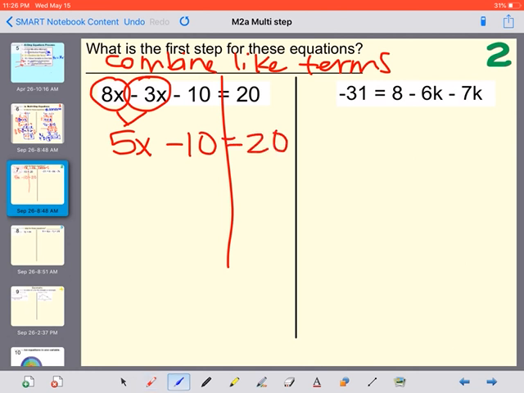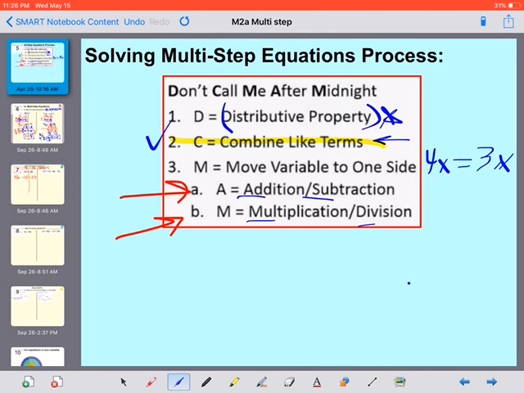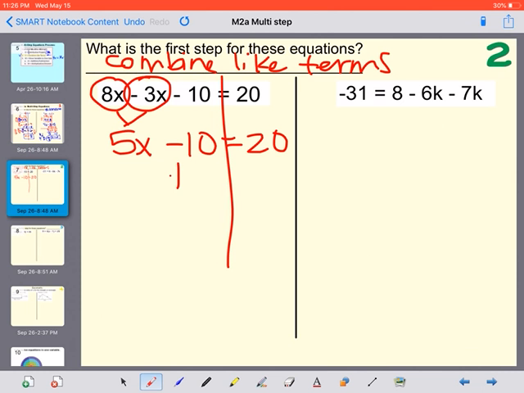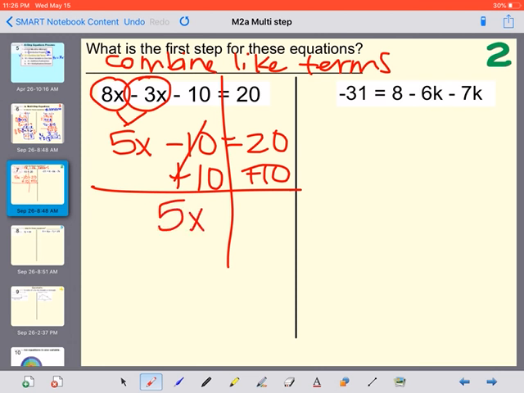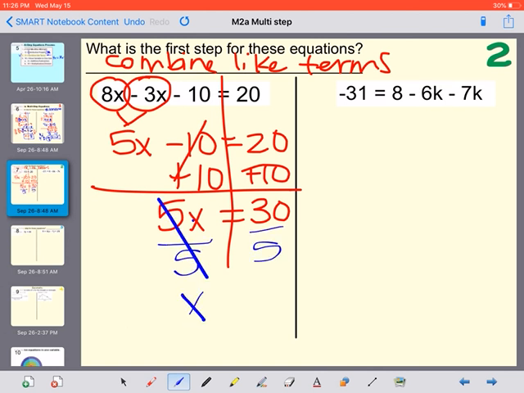Now, getting rid of addition and subtraction, we've done that step. We're on to, oopsies, these bottom two now. Getting rid of adding and subtracting, and then multiplying and dividing. So add 10 to both sides, opposite of what we see. Those eliminate, and we have 5x equal to 30. And then the opposite of multiply is divide by 5. So we have x equal to 30 divided by 5, which is 6.